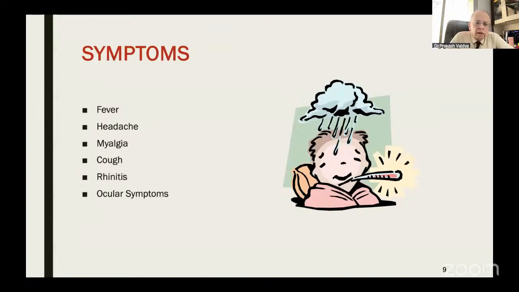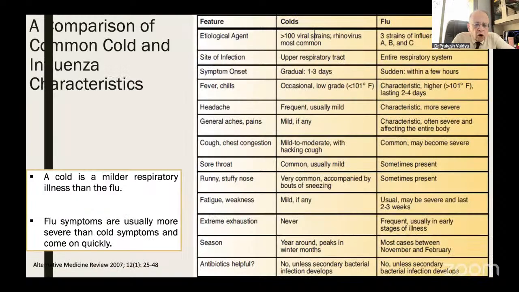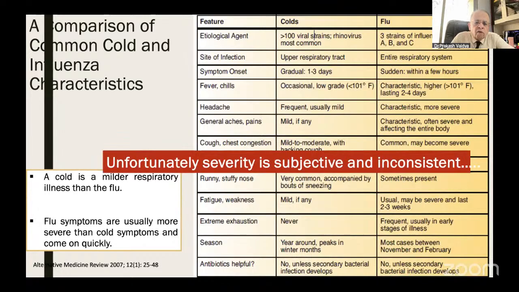The symptoms. Symptoms are like any other viral illness: flu, fever, headache, myalgia, cough, rhinitis, ocular symptoms. So like a typical virus, the flu virus also causes multisystemic symptoms. It causes headache, nasopharyngeal symptoms like runny nose, systemic onset like fever, respiratory symptoms like cough, vomiting, sometimes even diarrhea, joint pains, and muscular tiredness. And the duration is between 2 to 7 days, averagely. So it is actually like a common cold, but much worse. So they say the severity of the flu is like a severe cold, but severity can be subjective and inconsistent. It varies from person to person.